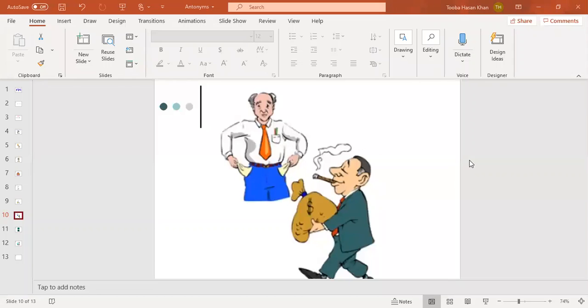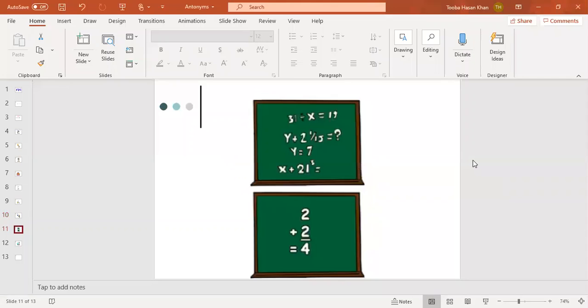What do you think are the antonyms here? All right. The answer here will be poor and rich. There is a person with empty pockets, and then there is a person with a huge sack of money, a huge sack of coins. So the answer will be poor and rich. All right, let's come to the next slide.